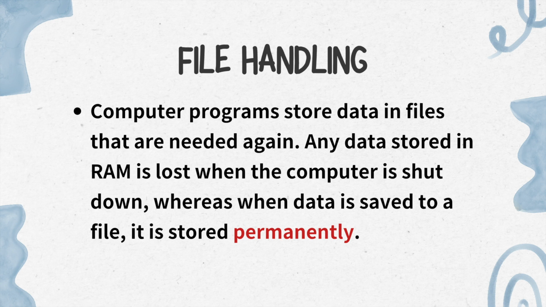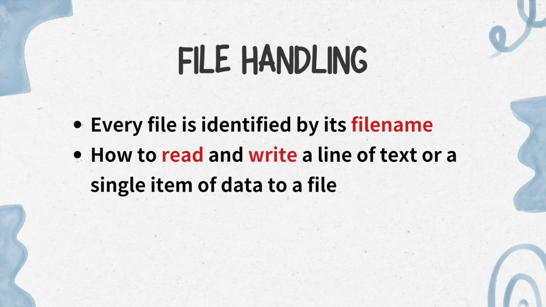When data is saved to a file, it is stored permanently. Data stored in the file can thus be accessed by the same program at a later date or accessed by another program. Data stored in the file can also be sent to be used on other computers. The storage of data in files is one of the most used features of programming. Every file is identified by its file name. In this session, we are going to look at how to read and write a line of text or a single item of data to a file.